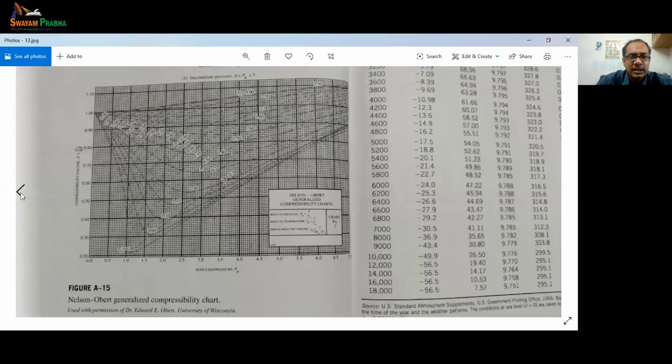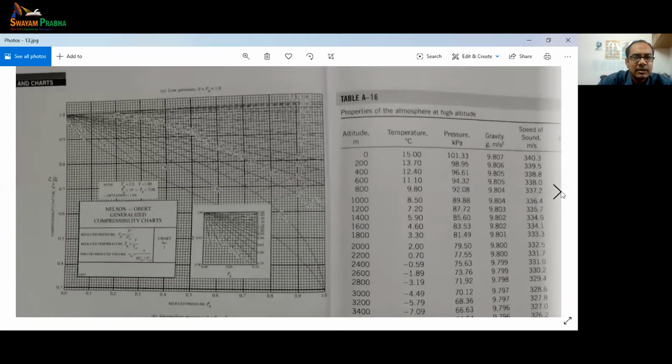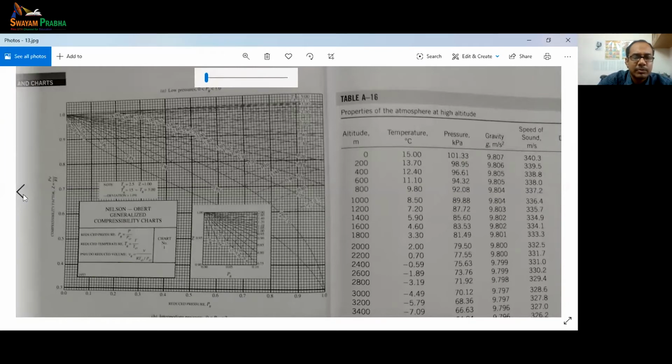So this is the generalized chart, and from 0 to 1, this portion we have zoomed in on and plotted in the next chart, but it's just a subset of that. Now we have obtained some sense of this generalized chart. Let's go back to the problem.